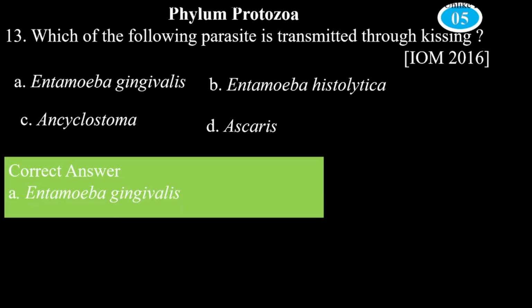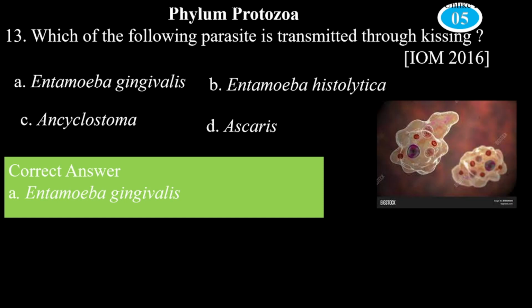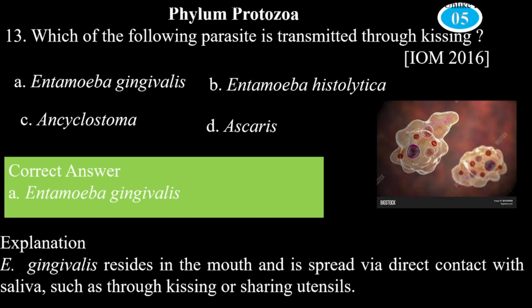The correct answer is option A. Entamoeba gingivalis. This is because Entamoeba gingivalis resides in the mouth and is spread through direct contact with saliva, such as through kissing or sharing utensils.